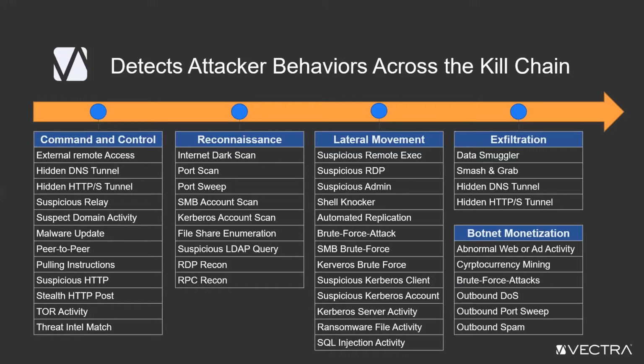And this is the flow an attacker will take to get into your network. And this is what we'll see when we go into the demo, that Vectra is looking for, and it's looking through steps throughout this kill chain.